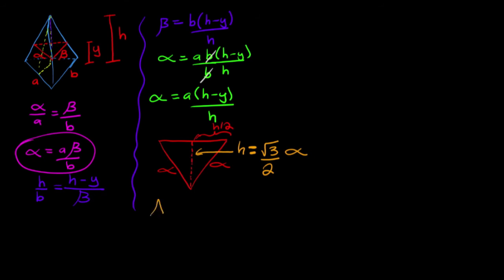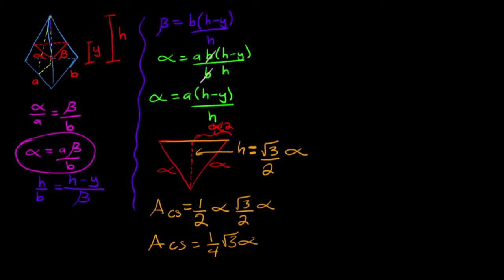Okay, and so then the area of the cross section is 1/2 the base, which is alpha, from here to here, times the height, which is root 3 over 2 alpha. And so then the area of the cross section is 1/4 root 3 alpha squared. Okay.